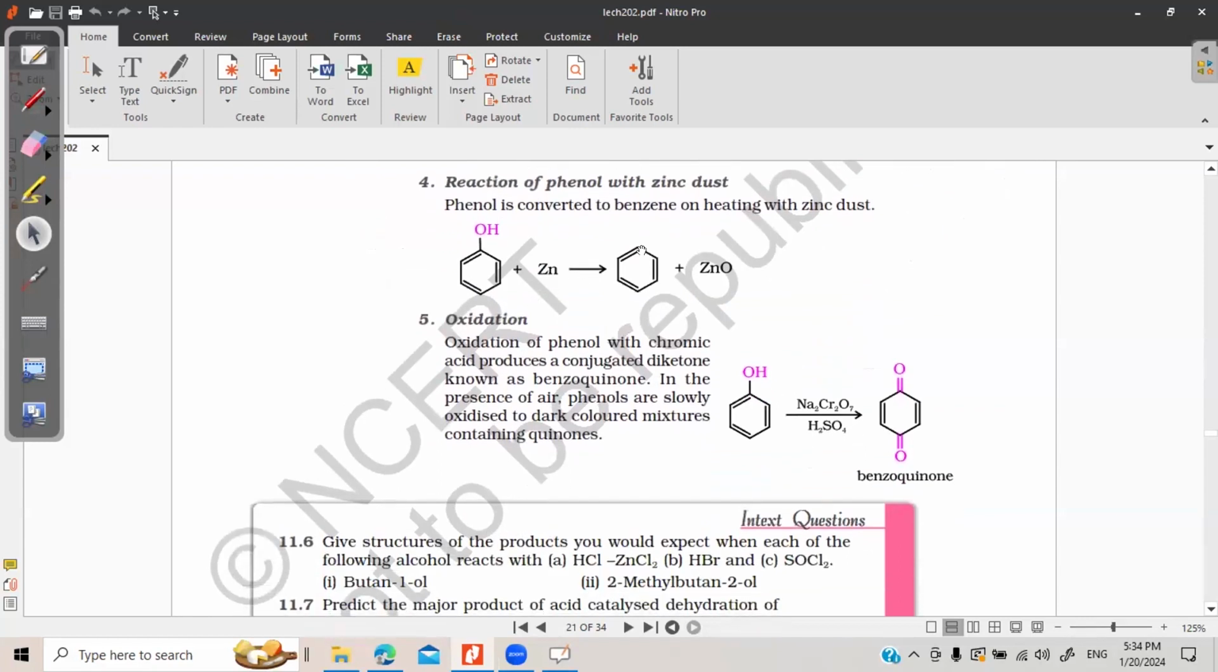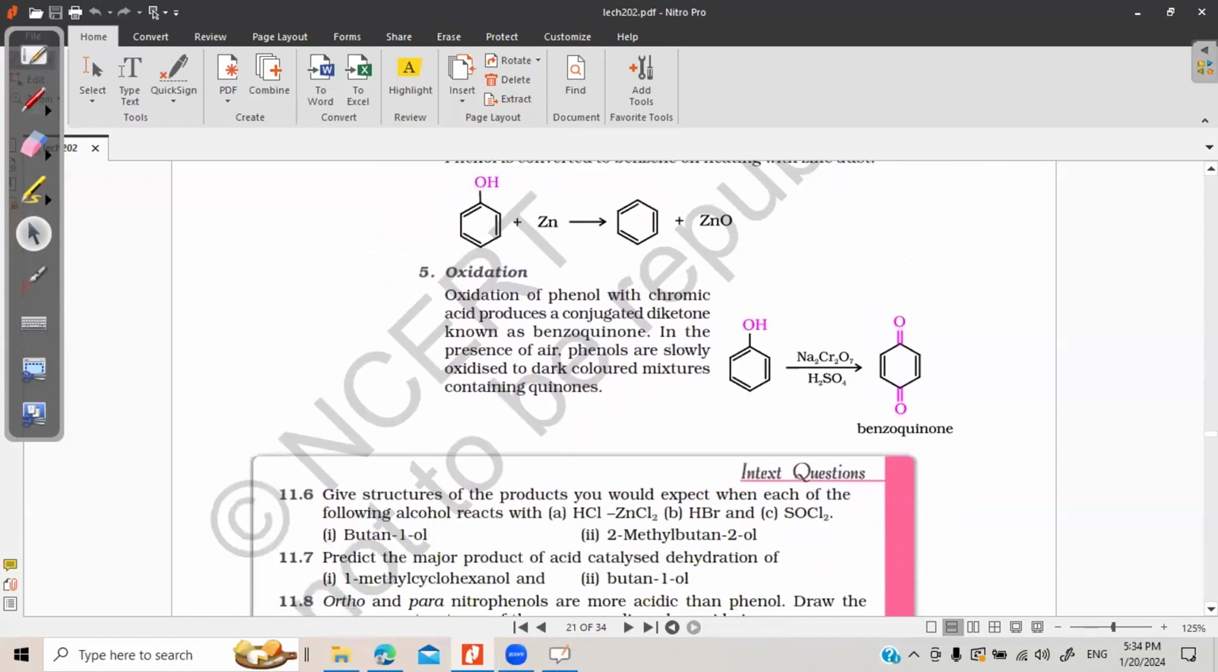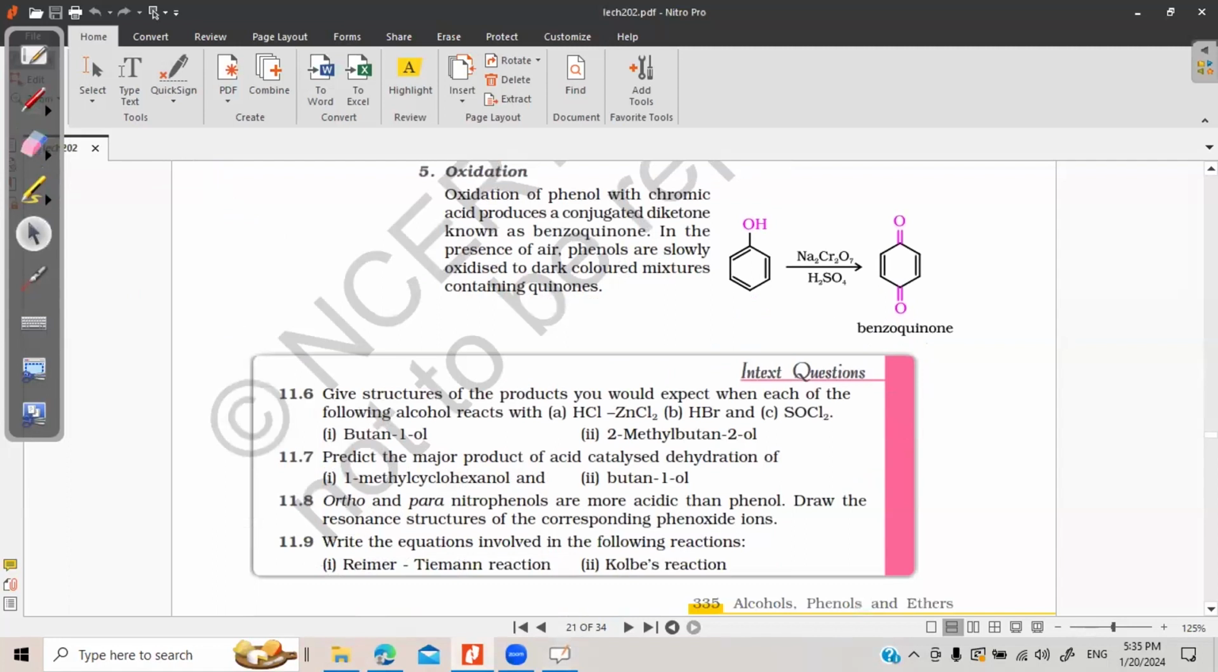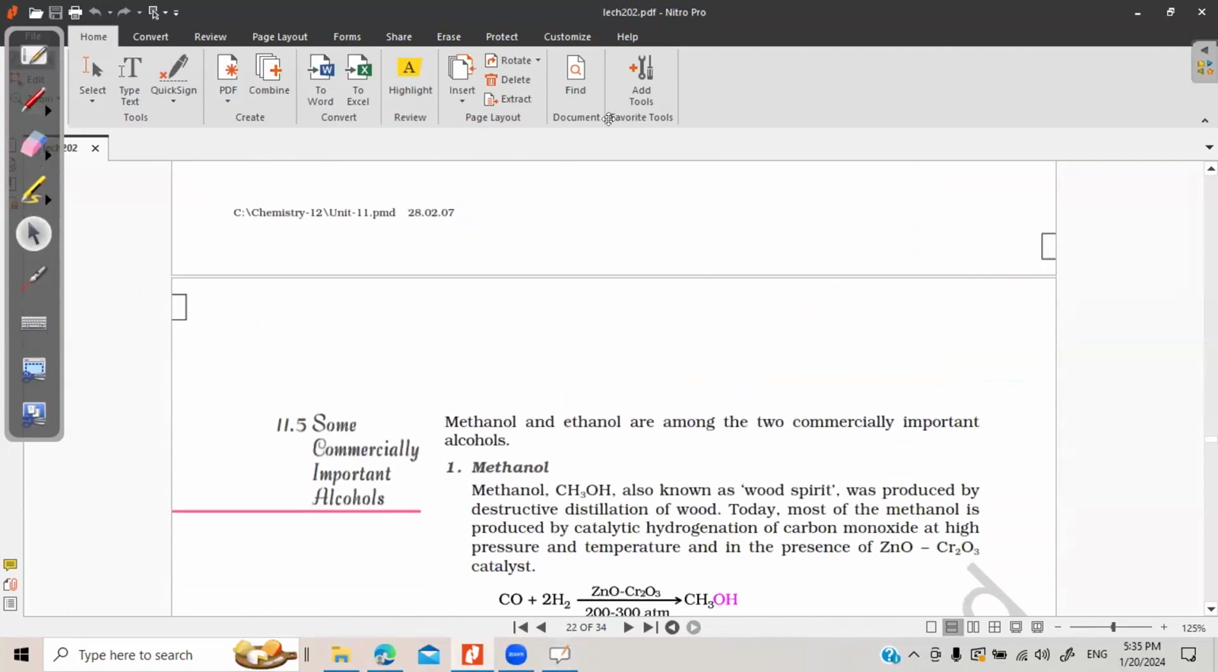Phenol with zinc, we prepare benzene. Oxidation of phenol: this reaction in the board exams is asked in the form of complete the following chemical reaction. If you see the past year question papers, direct reactions have been asked. They will give complete the chemical reaction: phenol plus sodium dichromate in acidic H2SO4. What will the product be? Remember this.